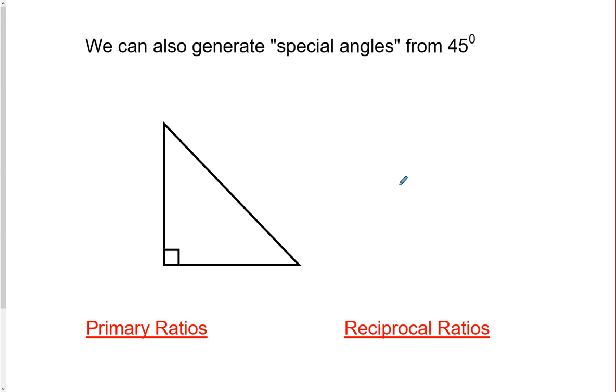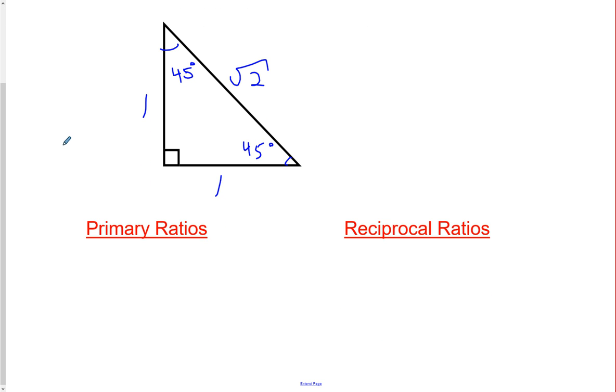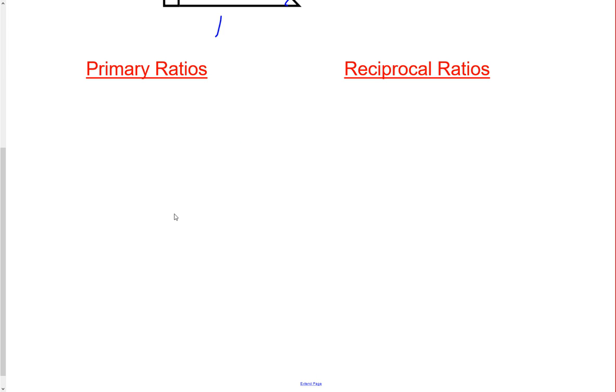So let's go to our next page. Let's just reproduce our special triangle. We call this a 1, 1, root 2 triangle. Let's do the same thing as we did before, but using this new triangle. We're going to set up our ratios. So I'm going to move kind of quickly here because I want to make sure we get through this so I can show you how we might use it.